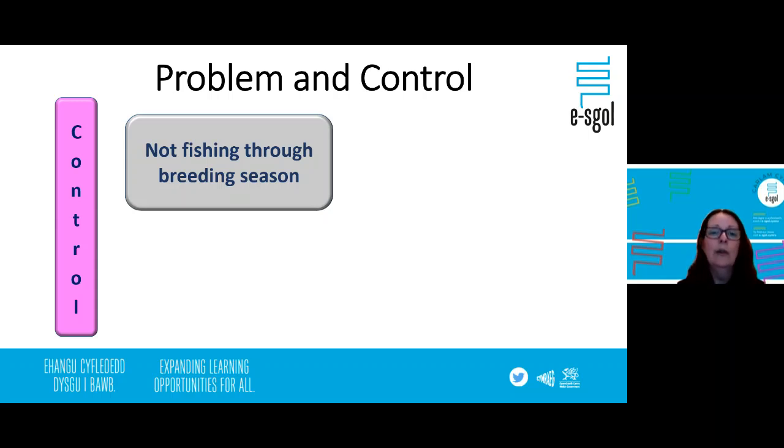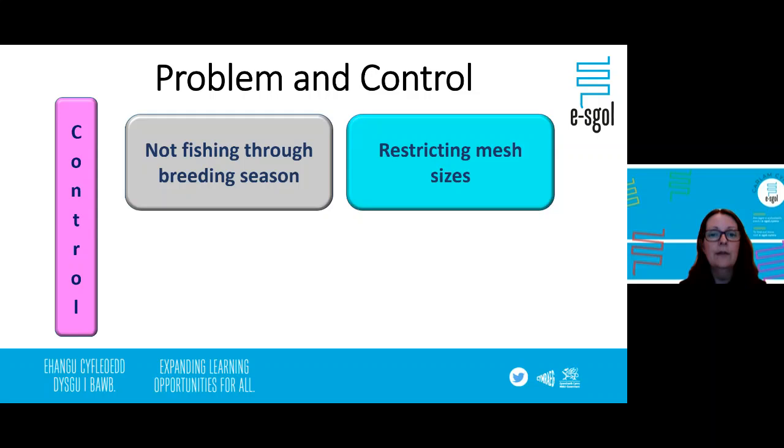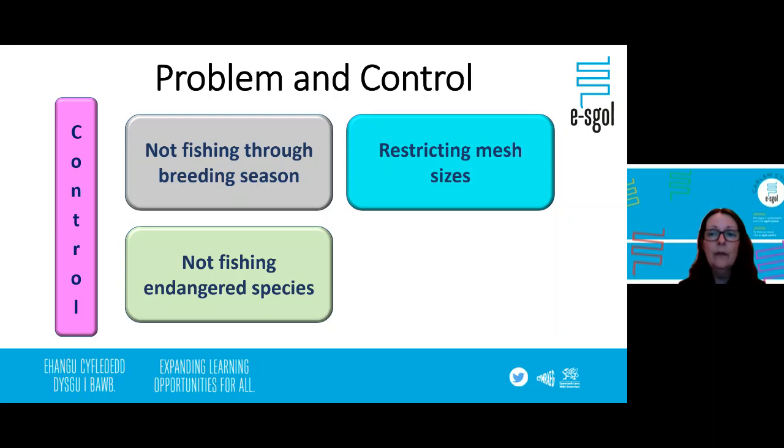Well, we can make sure that we only fish at certain times of the year, so we don't fish in the breeding season, and that means that fish stocks can be replenished. We need to restrict the size of mesh that we use, so make sure that we don't use those other methods that I mentioned earlier about the big massive factory ships, and we don't trawl along the bottom of the seabed, sorry. So we restrict our methods.